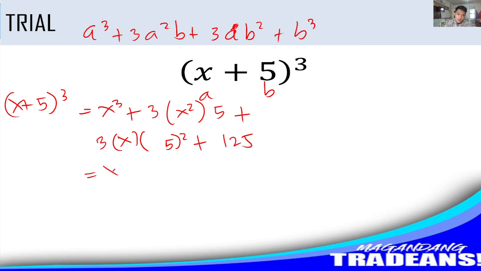Okay, let's simplify it further. So, multiply lang muna ang number. 15x squared plus 3 times 5, 5 times 5, 25 times 3, that is 75x plus 125. Okay, that is now the answer for this trial.